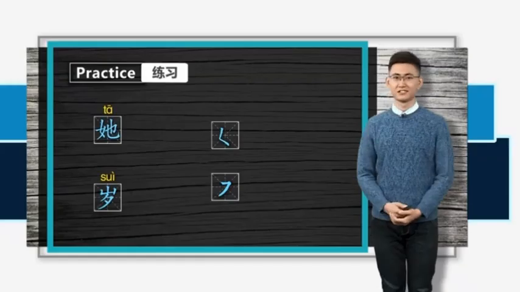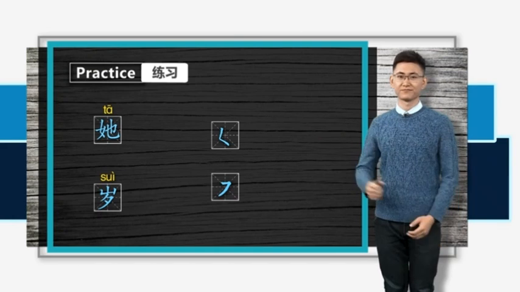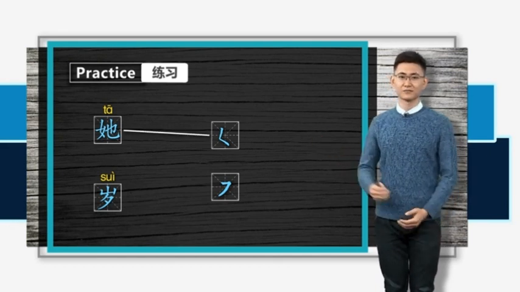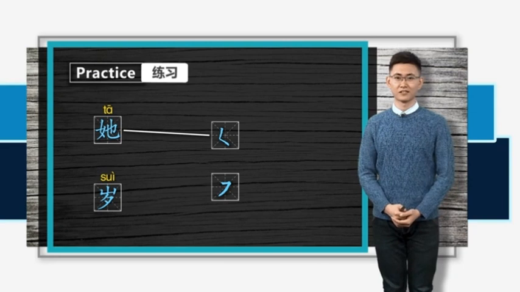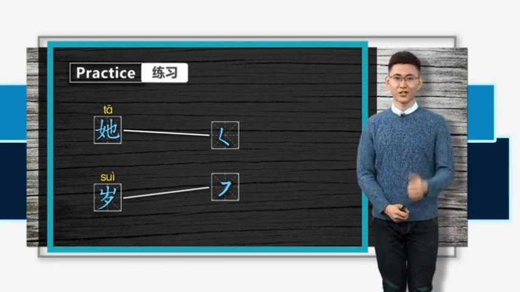Excellent. Now let's do some exercises. Can you find out the strokes that we've learned today from the following Chinese characters? Okay, let's check the answers. 他, 岁. Good job.